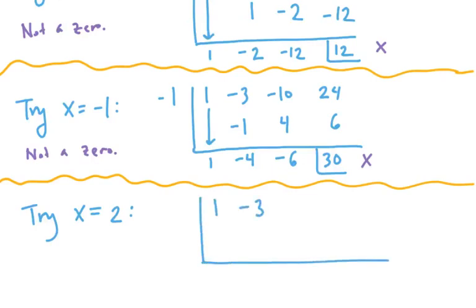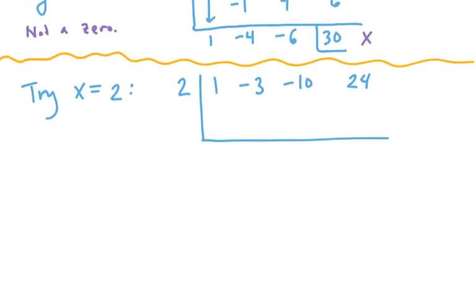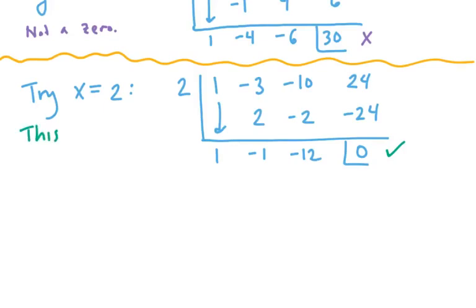Same beginning point, 1, -3, -10, 24. Now we're dividing by 2. So we'll drop and multiply and add and multiply and add and multiply, and hey, there it is. That is what we were wanting for. We were wanting a remainder of 0. So x equals 2 is a 0.